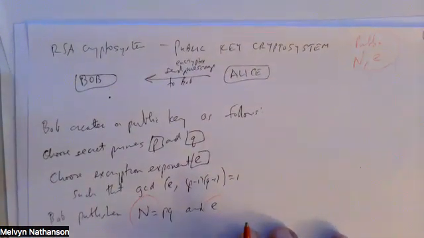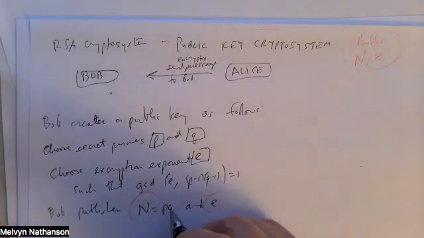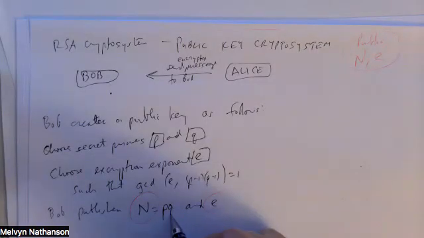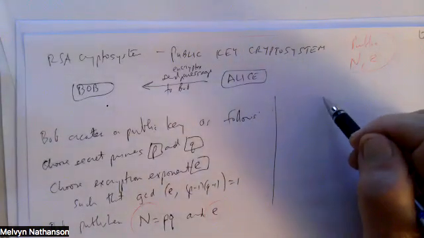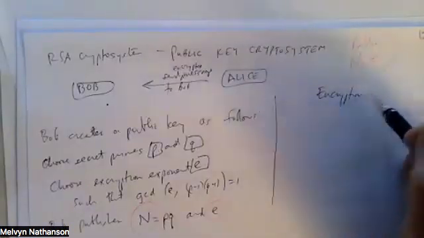Now, everyone knows N, but they don't know P and Q. If they can factor N, they can find P and Q, but the idea is that it is hard to factor. In any case, Bob publishes the product of his two primes, but not what the two primes are. So what is the encryption algorithm?